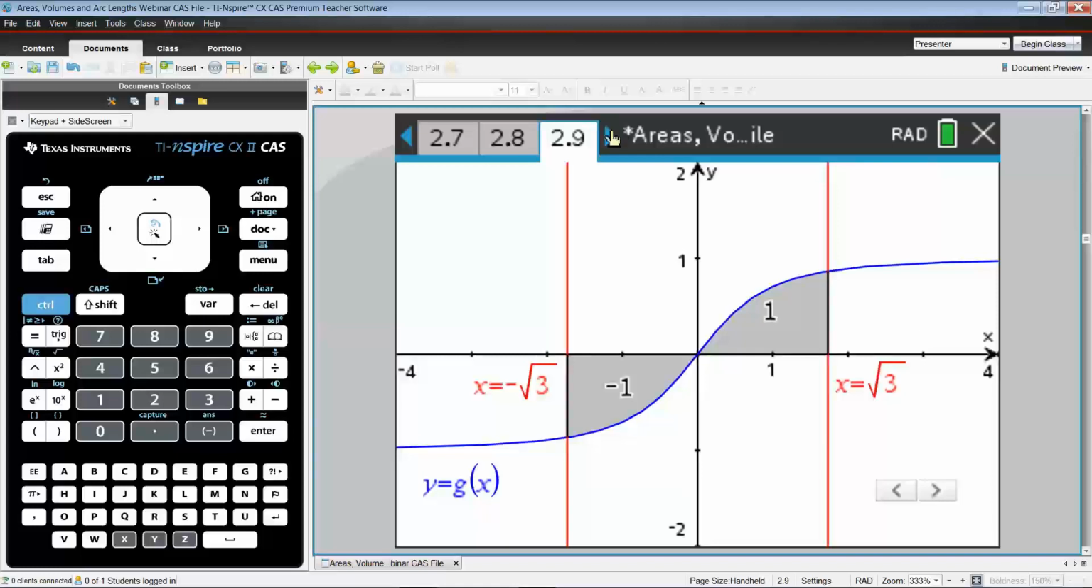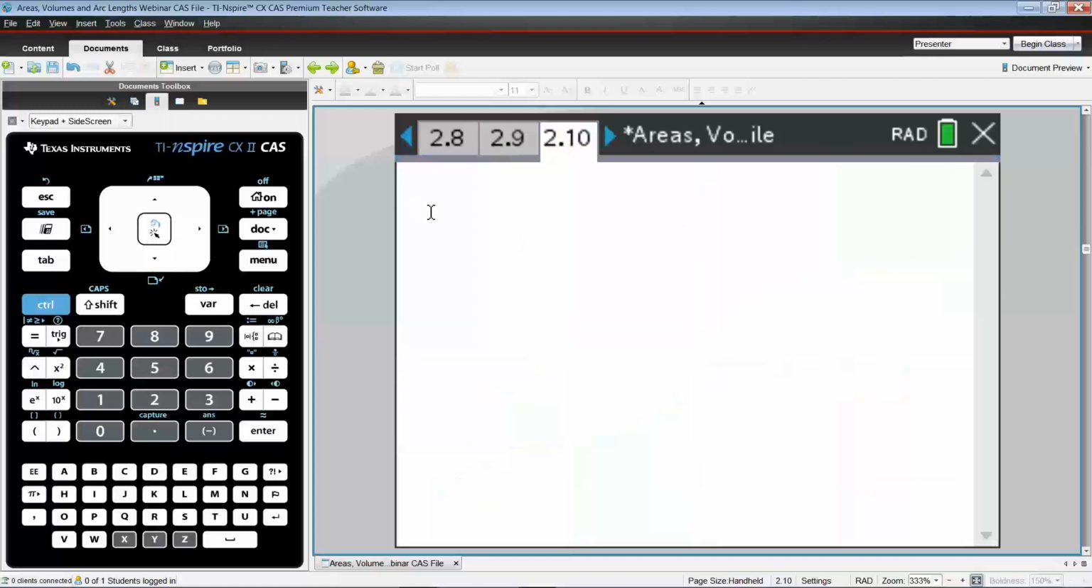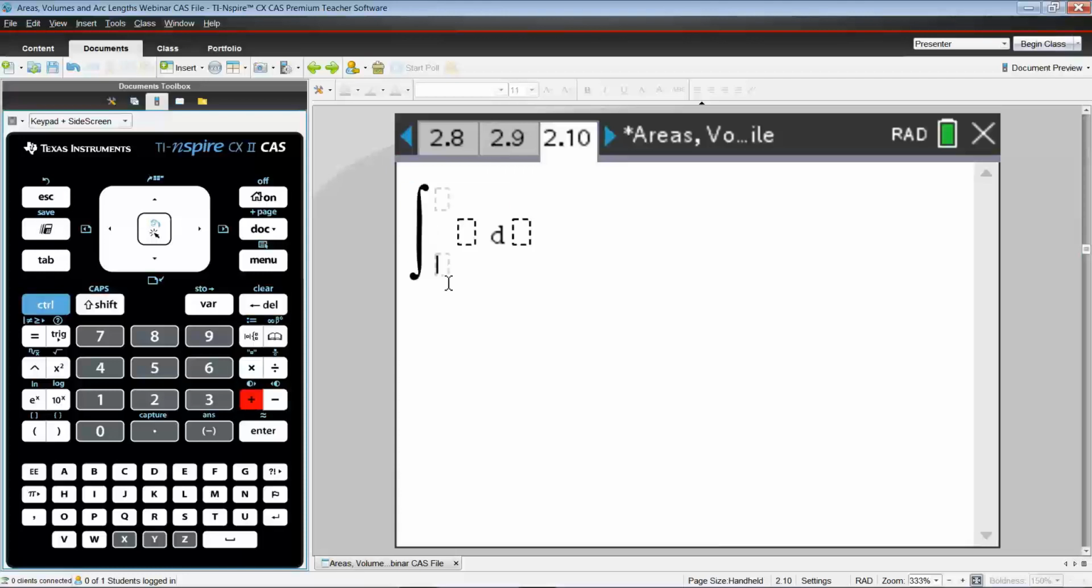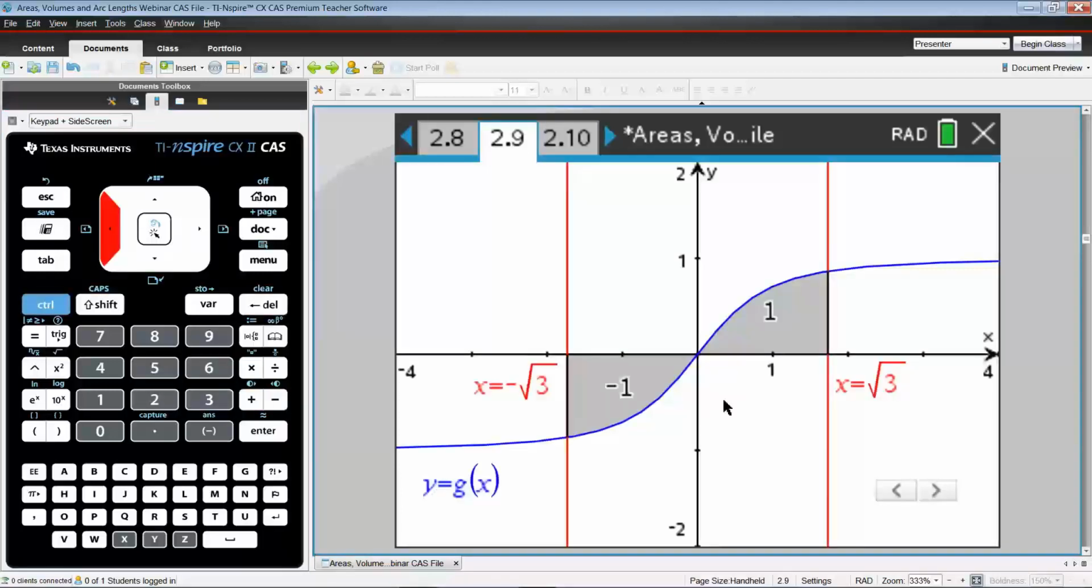So how we're going to go through this is, let's have a look at our integration. Again, Shift plus gives us our integral, and if you look back at this graph, we're going to integrate from 0 to root 3, and then subtract the integral from negative root 3 to 0, because we want to do the positive area first, and then the negative area second.